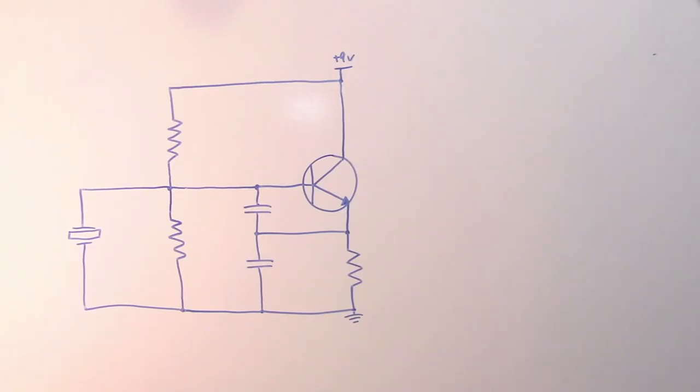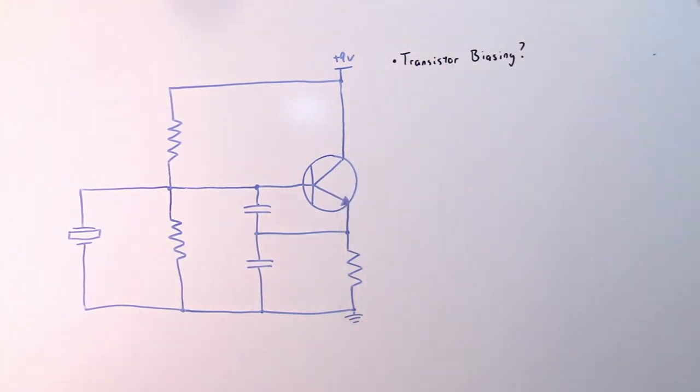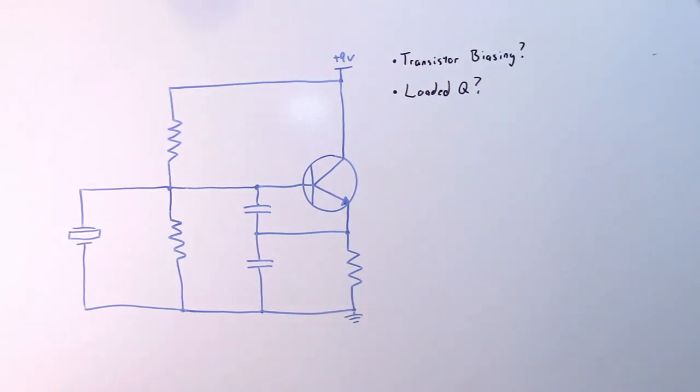So, with all that said, let's take a look at some of the concerns you need to think about when you're actually doing a practical Colpitts crystal oscillator design. So the first thing you want to concern yourself with is transistor biasing. How do we want to bias this transistor in the circuit? And the transistor biasing directly affects the loaded Q of the crystal when it's placed in circuit. So we need to take the loaded Q of the crystal into account as well. How much loaded Q do we need? How much stability do we need?